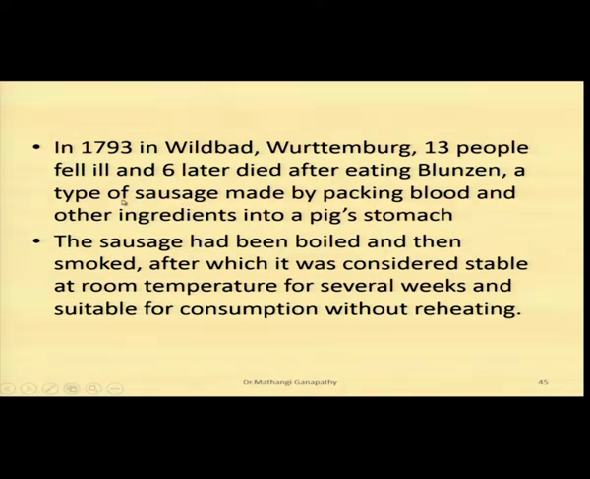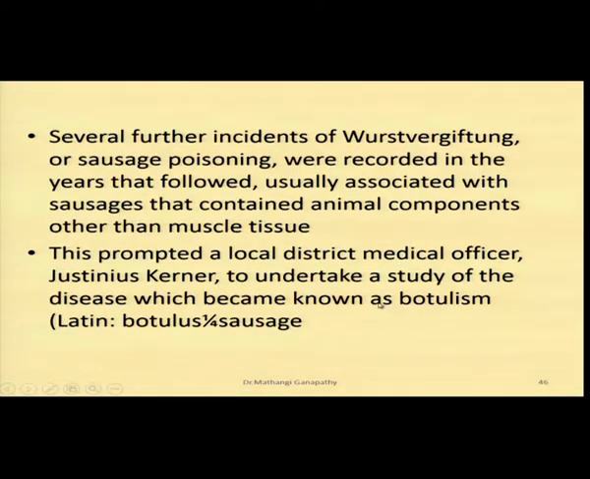This blunzen is a sausage made by packing blood and other ingredients into a pig's stomach. This sausage had been boiled and then smoked, after which it was considered stable at room temperature for several weeks, meaning it was kept at room temperature for several weeks, and then consumed as such without any reheating. Several further incidents of sausage poisoning were recorded in the years that followed, usually associated with sausages that contained animal components other than muscle tissue.